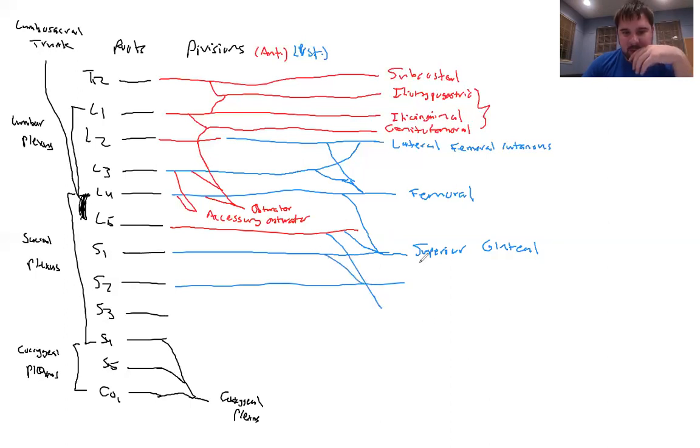Fibers come off S1 and S2. So fibers of L5, S1, S2 are going to come together, and they're going to form the inferior gluteal nerve. So since the superior gluteal nerve is innervating those gluteus medius and minimus, the inferior gluteal nerve is going to innervate the gluteus maximus muscle. And that's the main muscle that it's going to innervate.